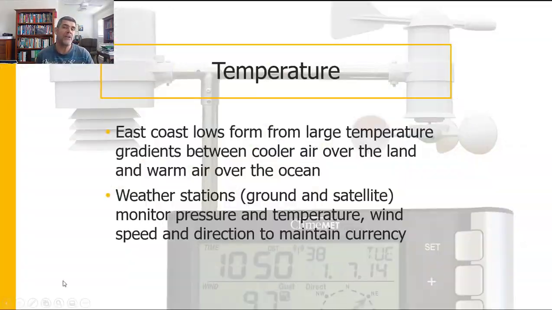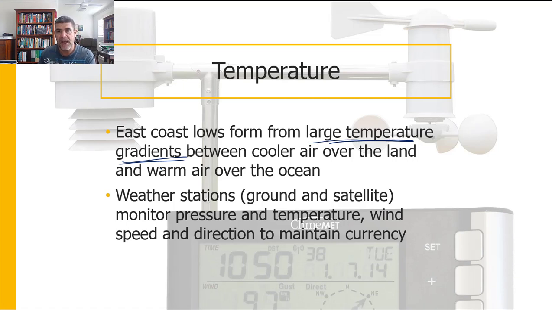So the other thing that we need to look at briefly is temperature. And temperature is very, very important to our formation of east coast lows, because we need a large temperature gradient. So we need a significant difference between where the cooler air is, where the low is, with the warmer air, and where our land is.